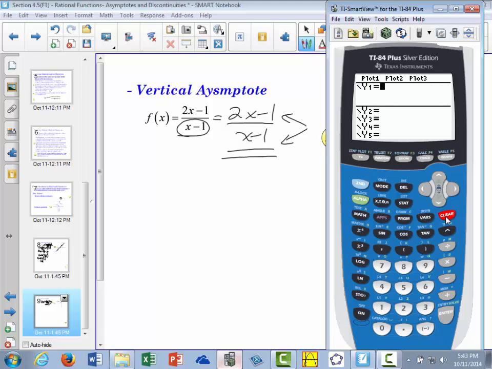We're going to clear out this. We'll get 2x minus 1 divided by the quantity x minus 1.